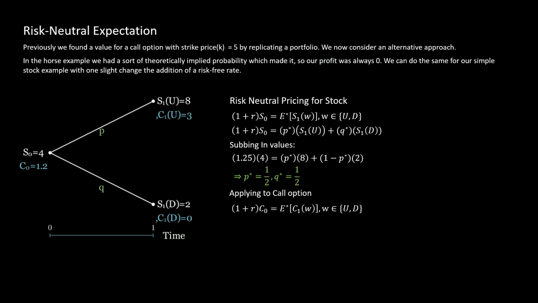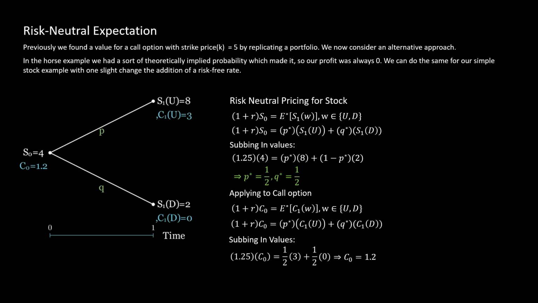Our risk-free rate times the initial call option will be equal to the risk-neutral expectation of our call option at time 1. Now, if you notice, this time we actually know the values of P and Q, we just got them, but we don't know the value of our call option at time 0. So what we can then do is sub in these values and finally get the value of the call option, the same value as we got with the replicating portfolio way.